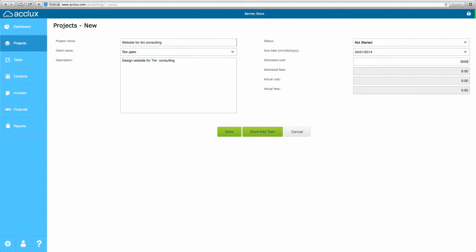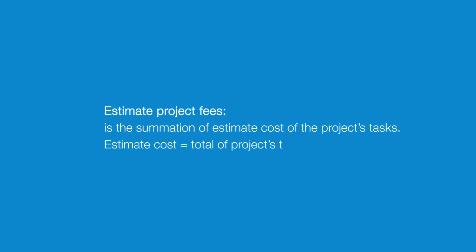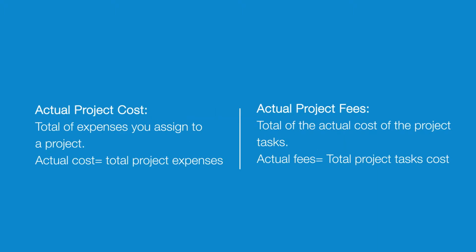We will add the due date and estimate project cost. Estimate project fees, the summation of project's tasks estimate cost. Actual cost is the total expenses you assign to the project. The actual fees is the actual cost of the project tasks.